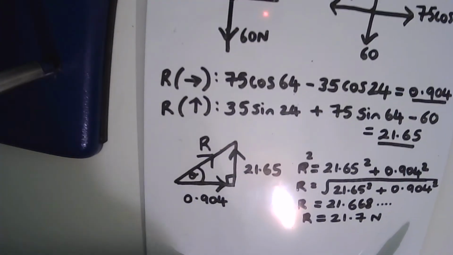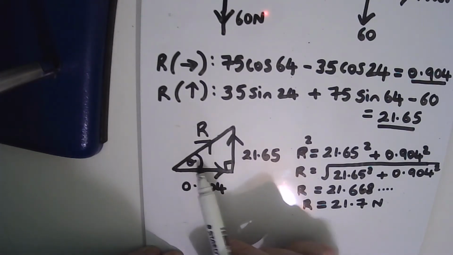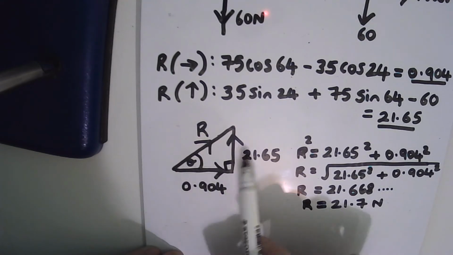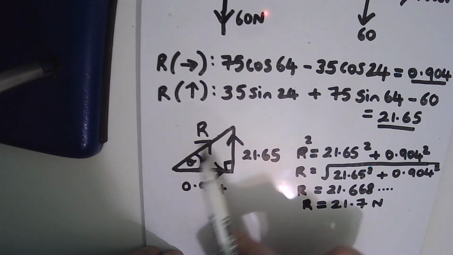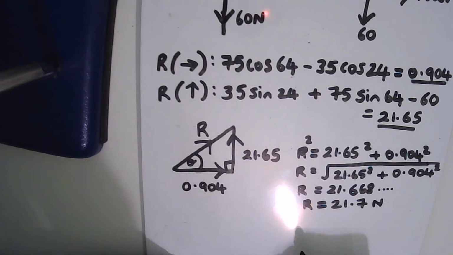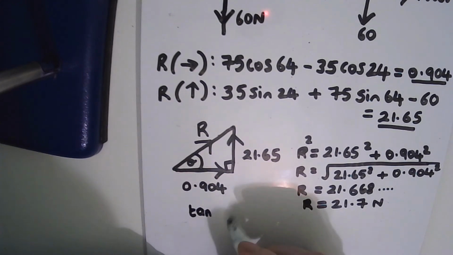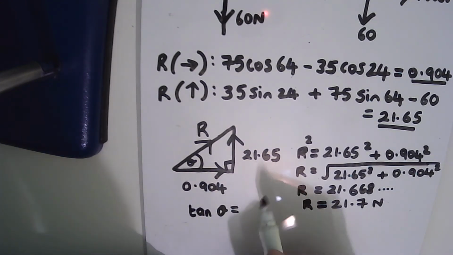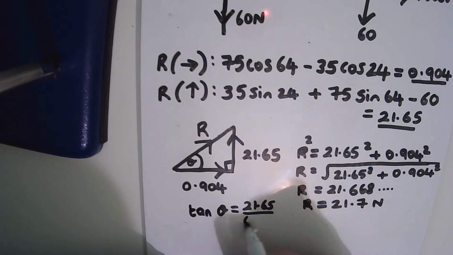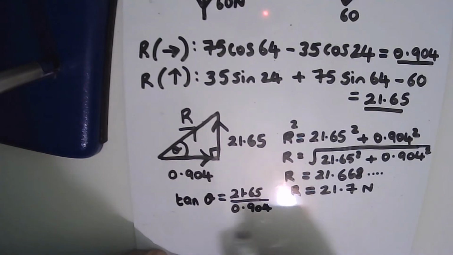So the last thing is the angle, and that's just going to be from the triangle using your trig, and it's always better to use tan, the opposite over the adjacent. I know I've just worked that out, but just always use those two, it's much handier. So for that one there, I'll do it over here, so tan of our angle is going to be 21.65 over 0.904, and we know how to work that out then.